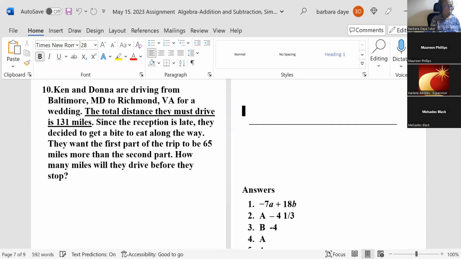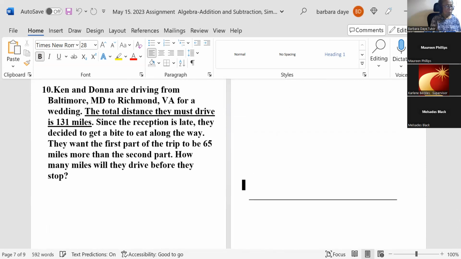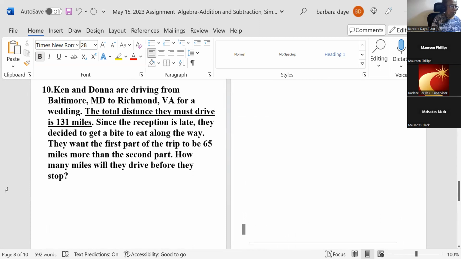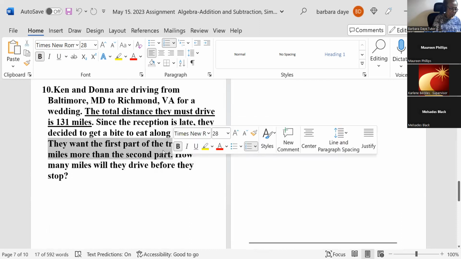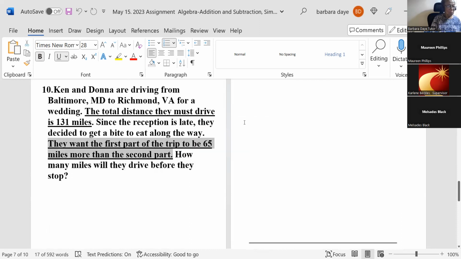Understand that part? You going with it somewhere now, Miss Barbara? Okay, hurry up. They want the first part of the trip to be 65 miles more than the second part. More than, let me see. They want it to be longer. They want the first part of the trip to be 65 more than the second part. So they've got a total of 131 miles.